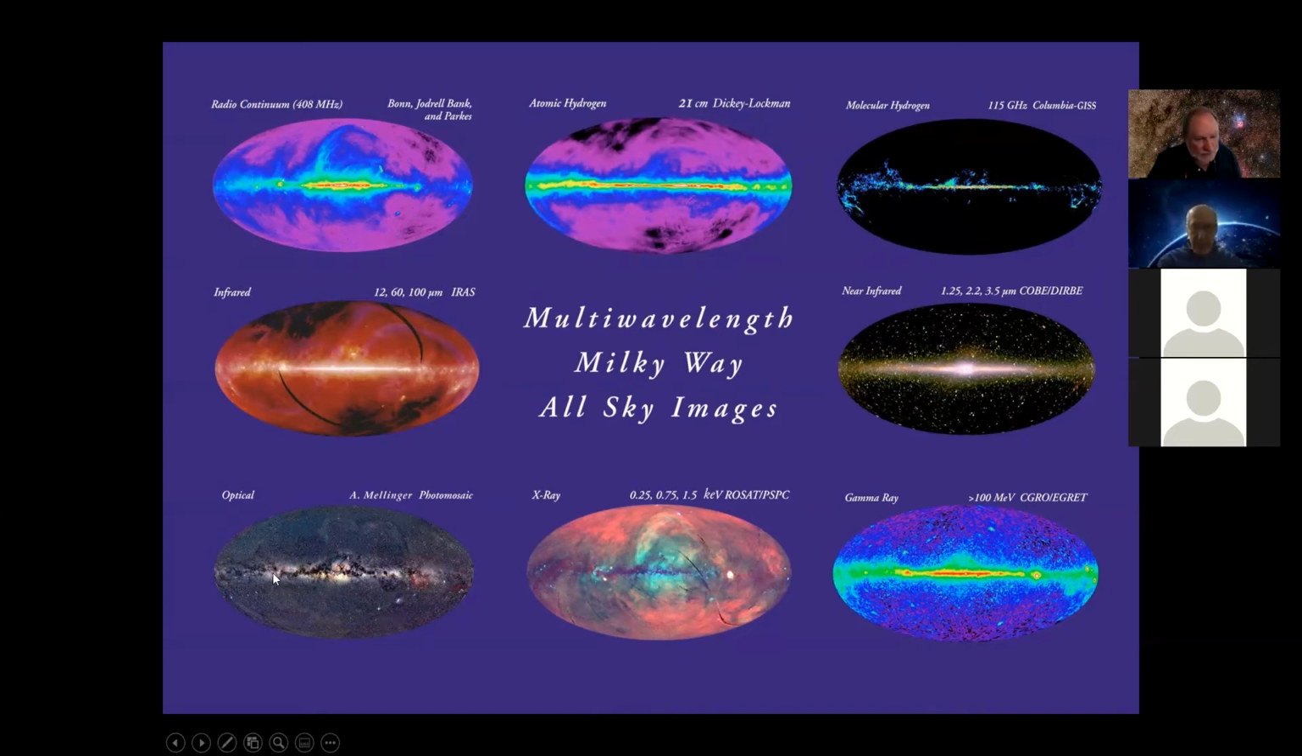Here's the visible image, again compromised by the clouds of dust. But we have those clouds of dust to thank for our existence. So I'm not complaining too much. The X-rays are very high energy emissions from high energy gases in the millions of degrees. And the gamma ray is the highest energy emission, but it ironically is associated with some of the coldest material, back to the molecular gas, just because of how it interacts with the molecular gas. So, we'll move on.